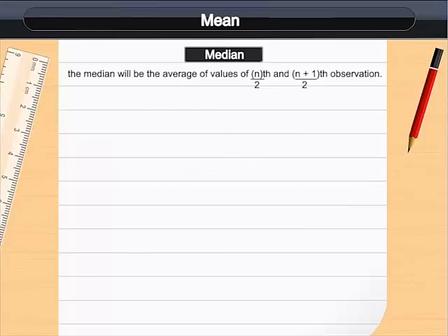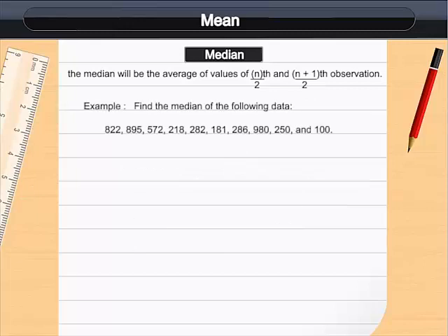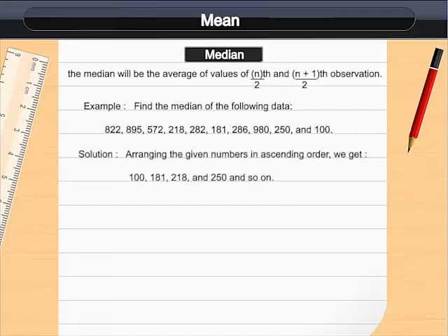Let us consider another example. Find the median of the following data: 822, 895, 572, 218, 282, 181, 286, 980, 250, and 100. Solution. Arranging the given numbers in ascending order, we get 100, 181, 218, and 250, and so on.